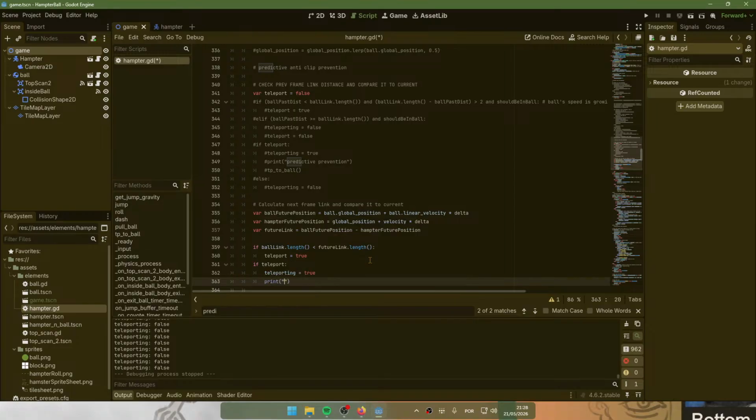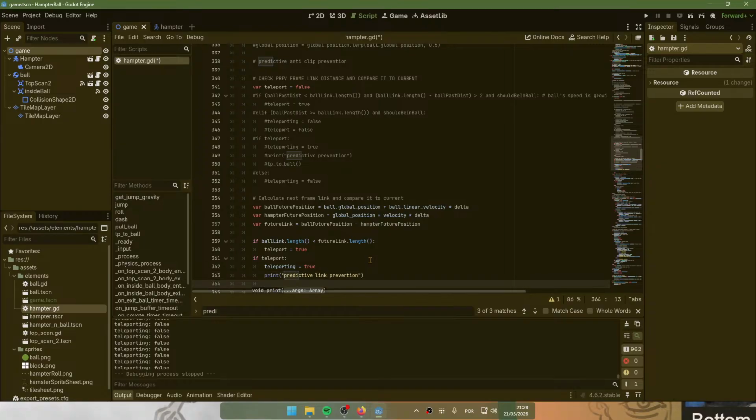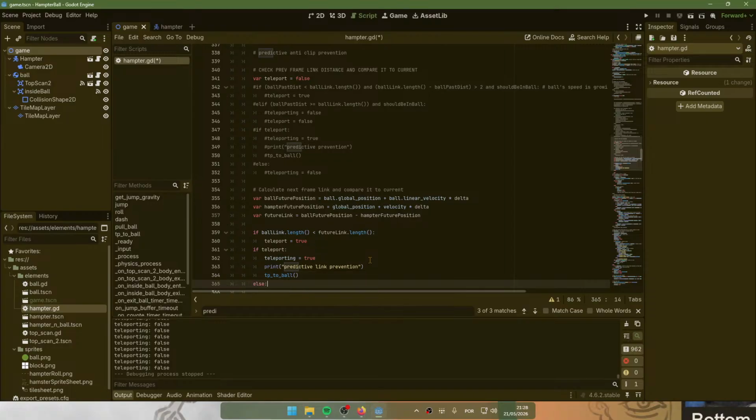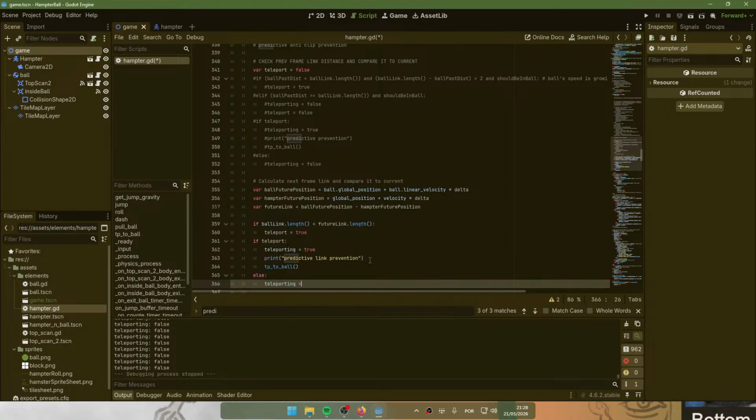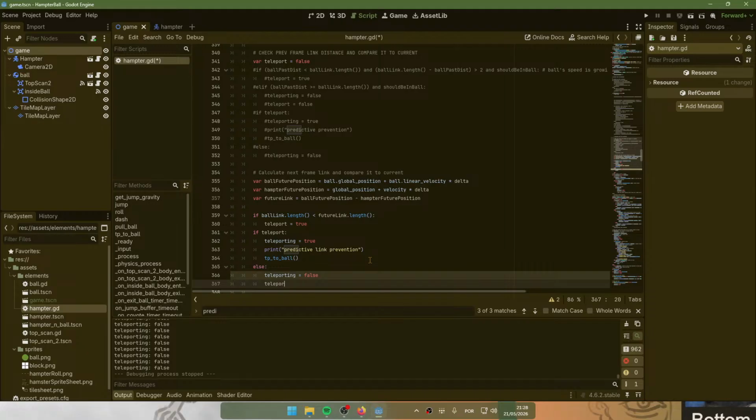Print predictive link prevention. Then we do a TP call. If not, teleporting equals false, and teleport. No, wait, that doesn't make any sense. Teleporting equals false.